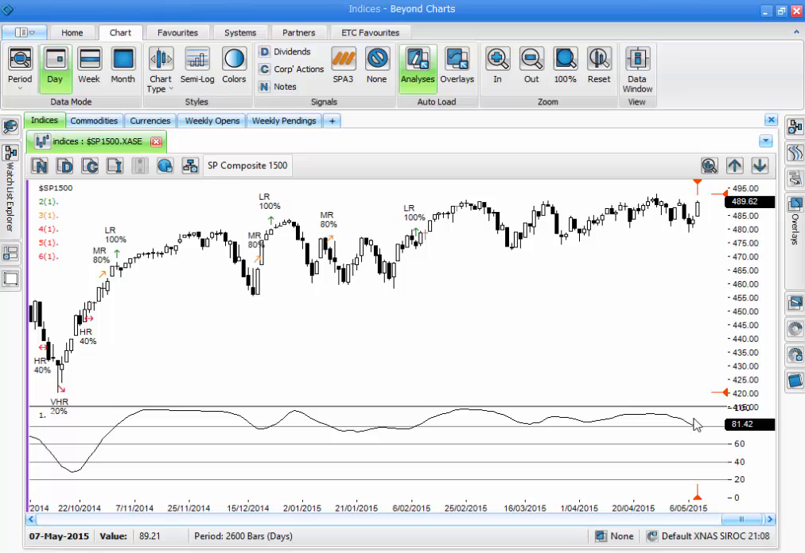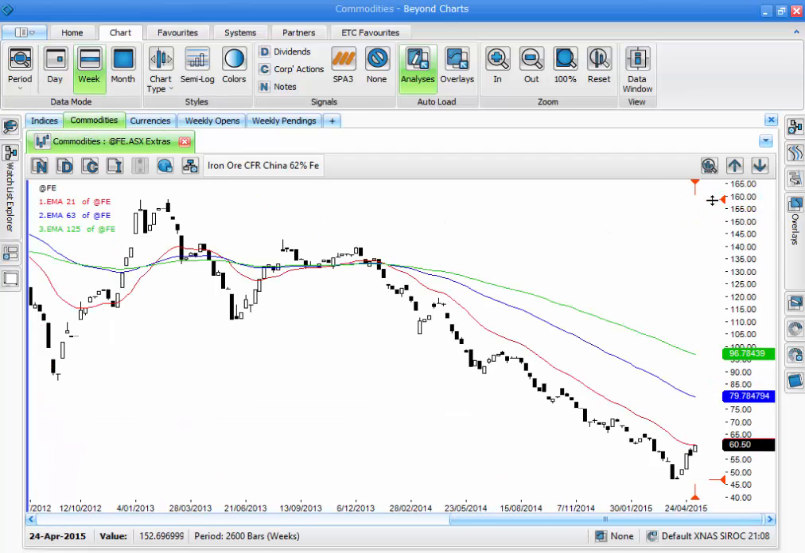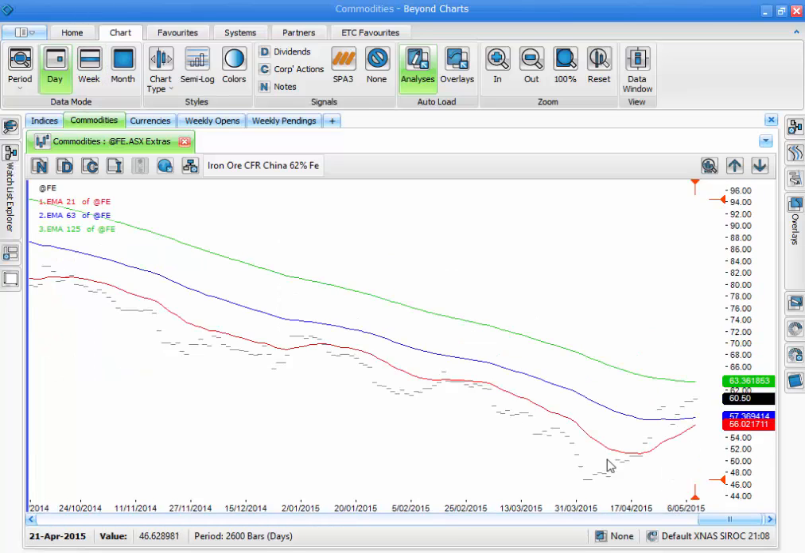What I might do for the moment, there wasn't too much that happened in the way of commodities over the weekend, other than I was interested to see iron ore. That's on a weekly chart, so let's go back and have a look at a daily. You can see that iron ore has come off its lows down at around 44, and we're sitting up at around 60 at the moment.